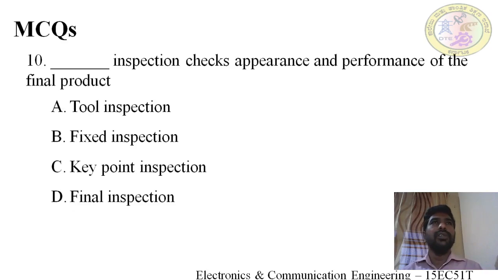Question 10. Dash inspection checks the appearance and the performance of the final product. Option A, tool inspection. Option B, fixed inspection. Option C, key part inspection. Option D, final inspection. The right answer for this question is final inspection.